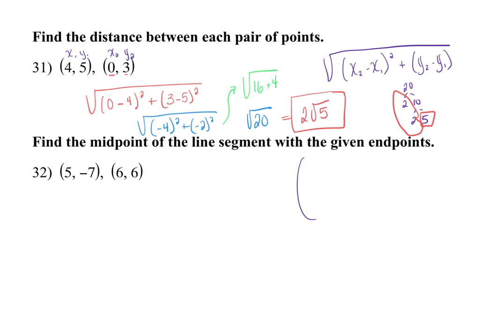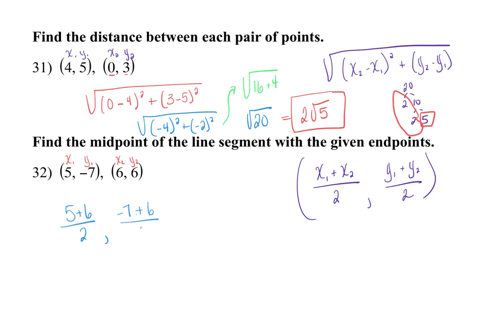The midpoint formula. The midpoint formula will give you 2 points, an x and a y. For this one, you just add your 2 x's and divide by 2, and that will be your x value. Add your 2 y's and divide by 2, and that will be your y value. So if I have my x1 and y1, x2 and y2, I'm just going to add them. 5 plus 6 divided by 2, negative 7 plus 6 divided by 2. So I have 11 halves, which you are welcome to leave as an improper fraction. And then I have negative 1 half. And that is my answer.